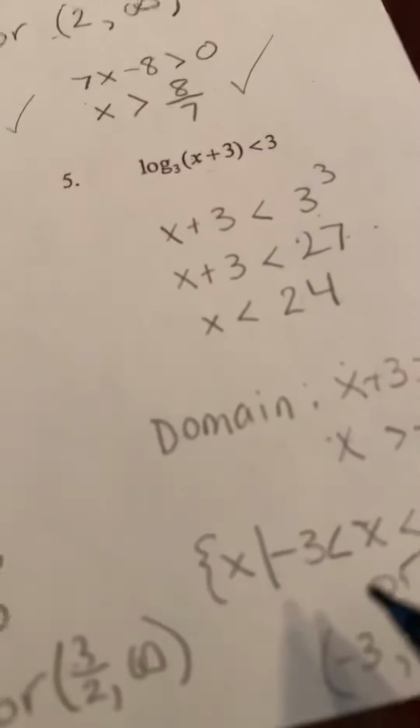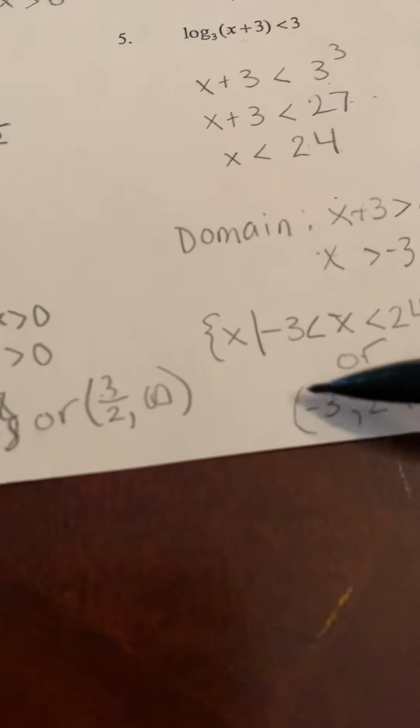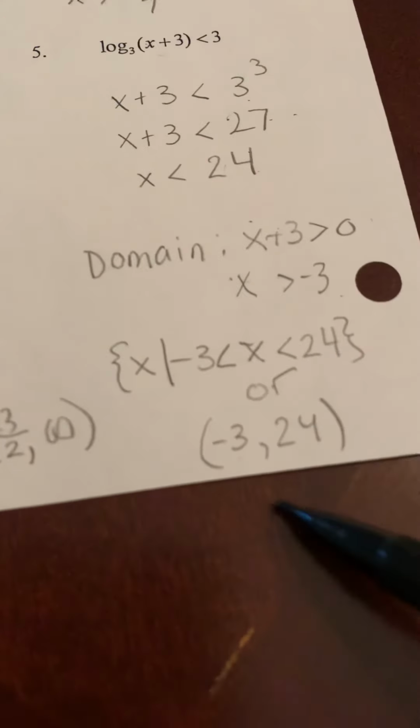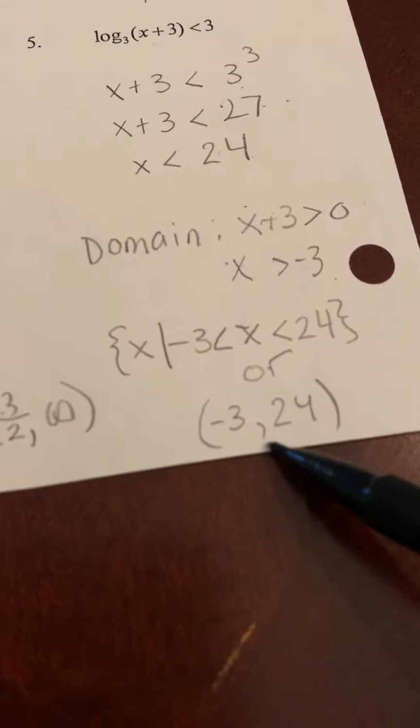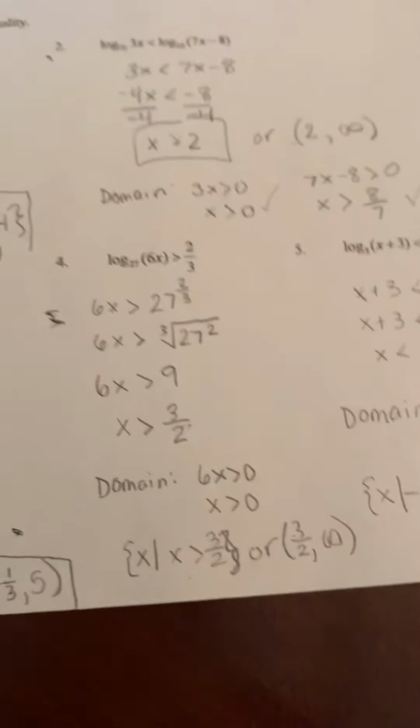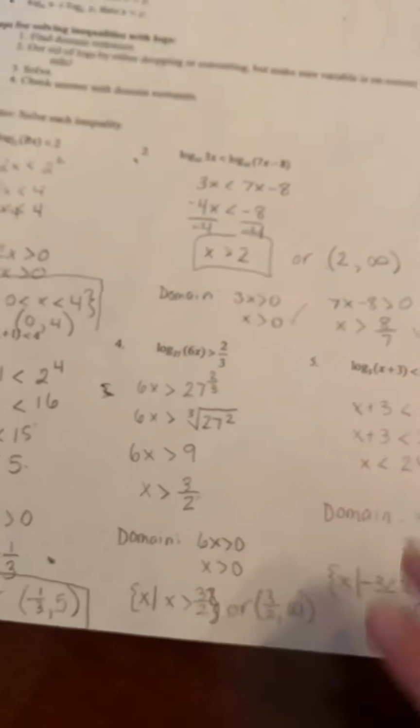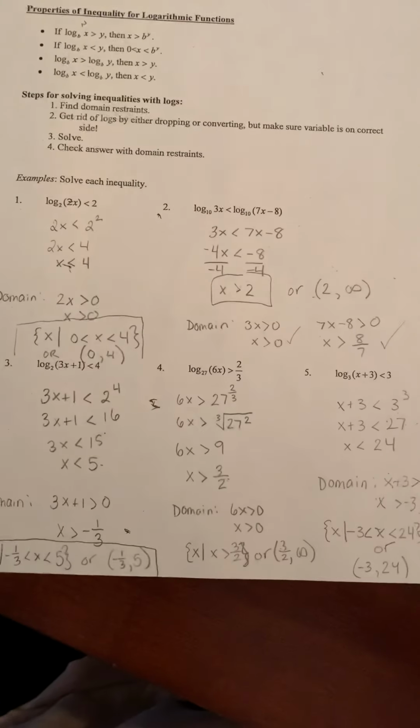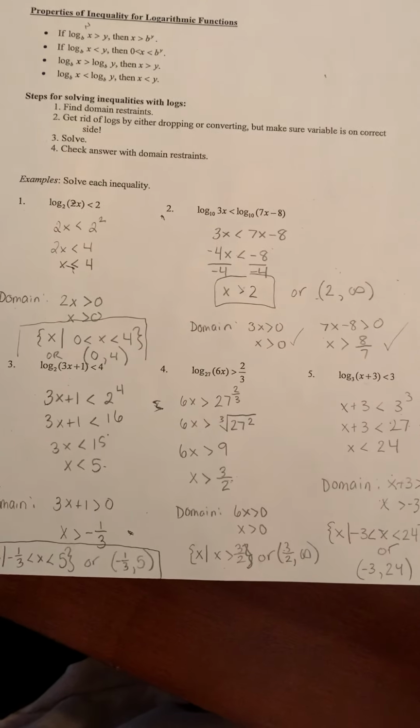So for all of these there wasn't any equals to sign, so that's why you don't see any brackets, you just see parentheses. Please understand this is interval notation and not an ordered pair. I'm just going to zoom this out, so if you want to press pause to look at all the solutions, you can. I hope that helps.